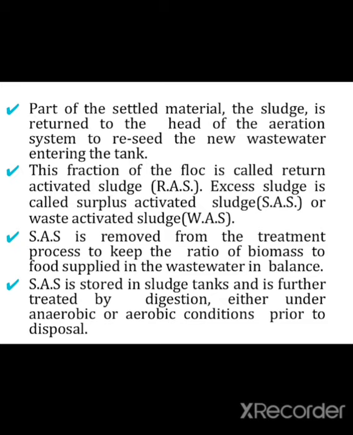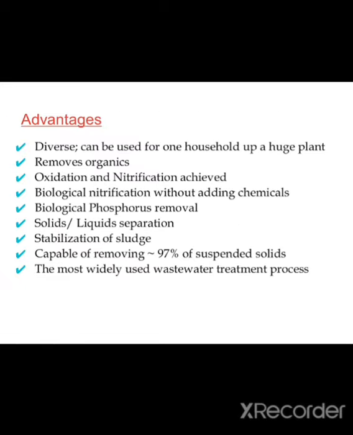Part of the settled material, the sludge, is returned to the head of the aeration system to receive the new wastewater entering the tank. This fraction of the floc is called return activated sludge. The excess sludge is called surplus activated sludge or waste activated sludge. This surplus activated sludge is removed from the treatment process to keep the ratio of biomass to food supplied in the wastewater in balance. It is stored in a sludge tank and is further treated by digestion, either under anaerobic or aerobic conditions, prior to disposal.